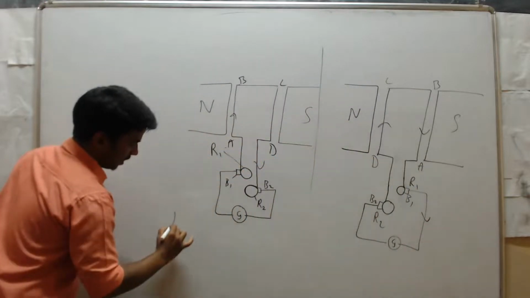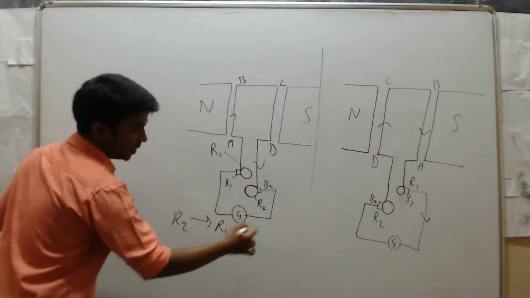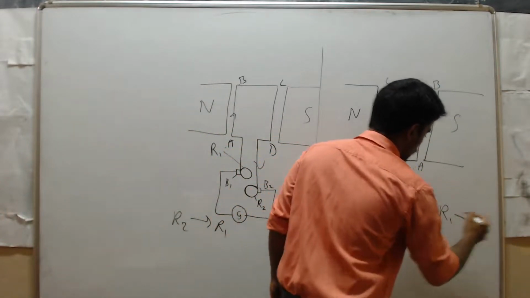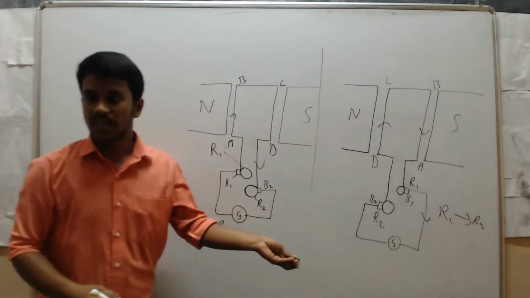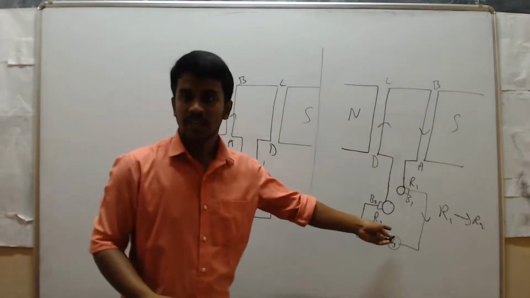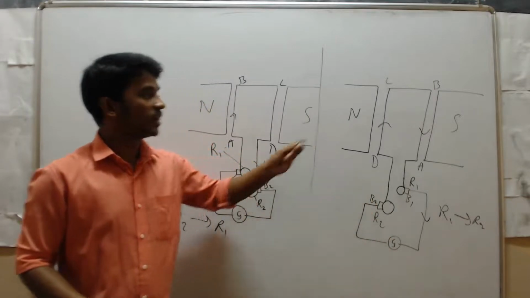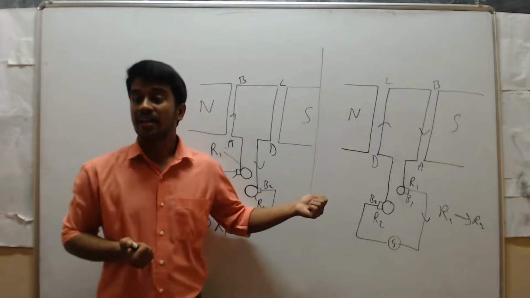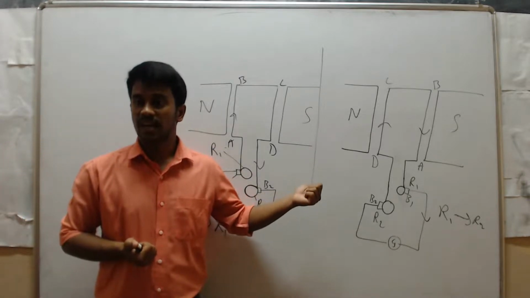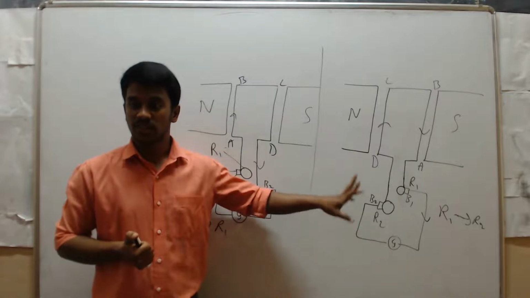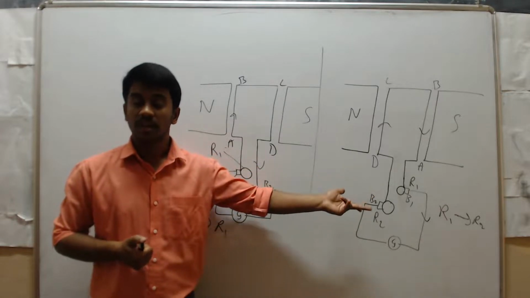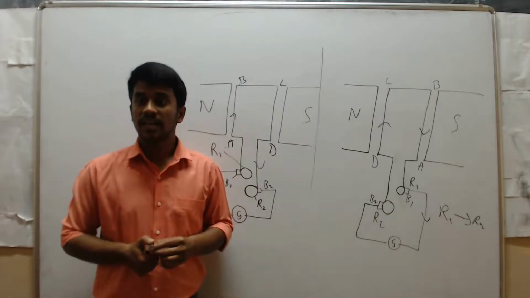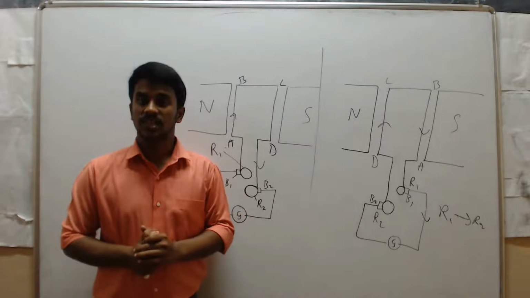In the first case the current is R2 to R1, but in this case R1 to R2. So here the current direction changes, right? That's why it is not a unidirectional current. That's why we call this alternating current, or AC current. AC means alternating current, where the direction of the current changes. That's why we call this an AC generator.